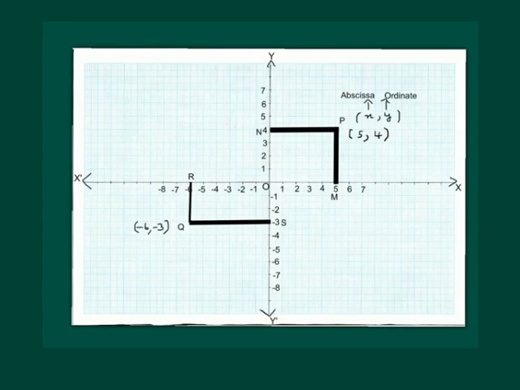Here we can note that the coordinates of a point describe it uniquely. That means there is no other point on this plane which can have the coordinates 5, 4. Similarly, there is no other point except Q which can have the coordinates -6, -3. Hence, we can say that the Cartesian system helps us in describing a point uniquely.